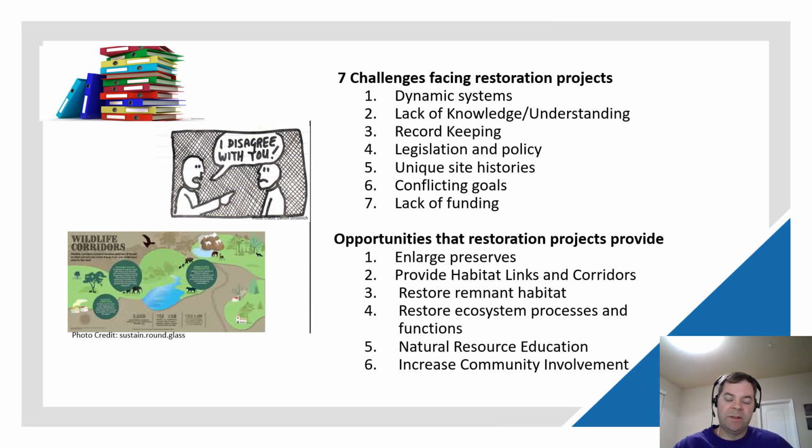There are 7 challenges that face restoration projects. The first is natural systems are dynamic systems. They're not static, so understanding what state they're in can be complicated, and what state you want to restore the habitat community back to can be complicated. Because these systems are very complicated, there's a lack of knowledge or understanding about these processes, about the abiotic and biotic relationships that exist and influence the habitat.